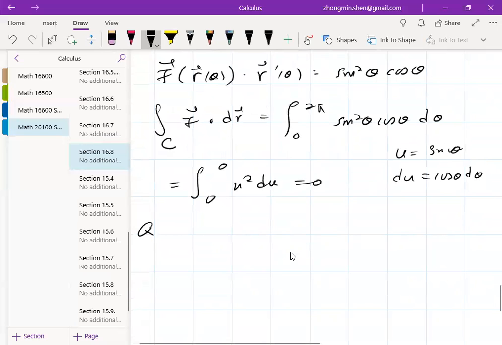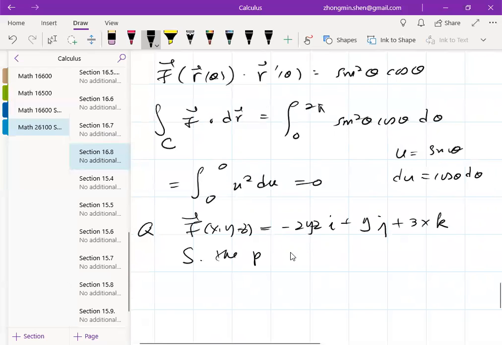So let's look at the following vector field: yz i, y j, 3x k. S is a part of the paraboloid z equals 5 minus x squared minus y squared.